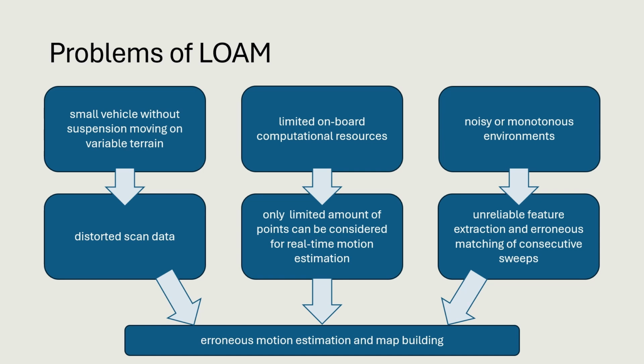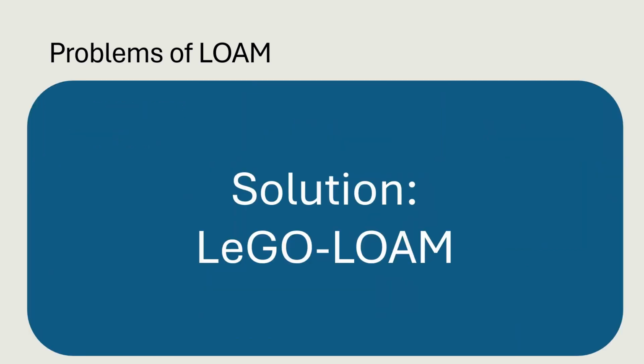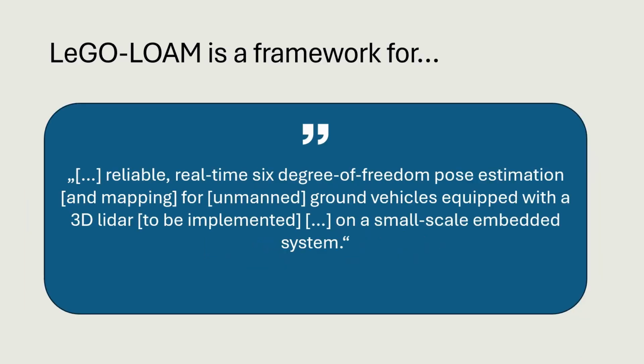The solution for these problems: LeGO-LOAM. LeGO-LOAM can be summarized as a method for reliable real-time 6-degree of freedom pose estimation and mapping for unmanned ground vehicles equipped with a 3D LiDAR, to be implemented on a small-scale embedded system. It was proposed and realized by Shan and Englot from the Department of Mechanical Engineering at the Stevens Institute of Technology in 2018.